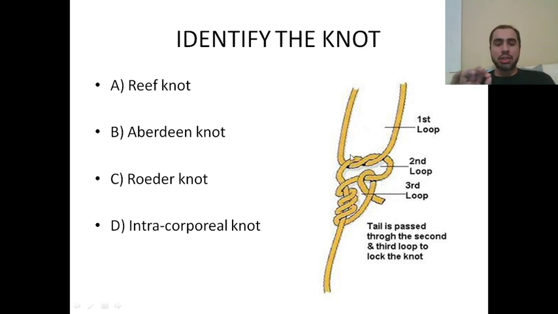This knot is used for suturing the appendicectomy stump in laparoscopic appendicectomy. Remember this? Roeder's knot is used. It is an extracorporeal knot in laparoscopic appendicectomy. So you make the knot outside and pass it inside.